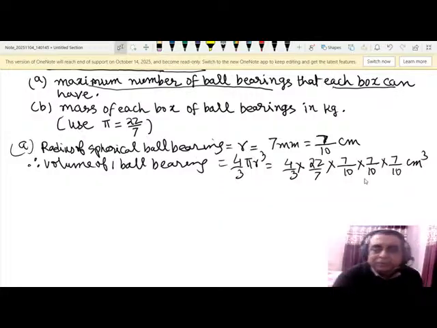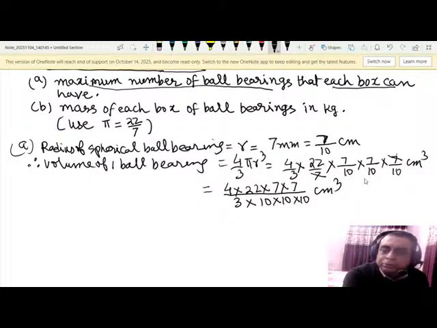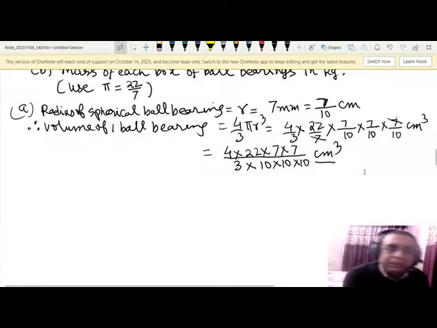So many centimeter cube is the volume of one ball bearing. Cut 7 from the top and down. There is no other number to divide. So it is 4 times 22 times 7 times 7, over 3 times 10 times 10 times 10. Keep it like that, don't multiply. We will multiply afterwards. So many centimeter cube is the volume of one ball bearing.